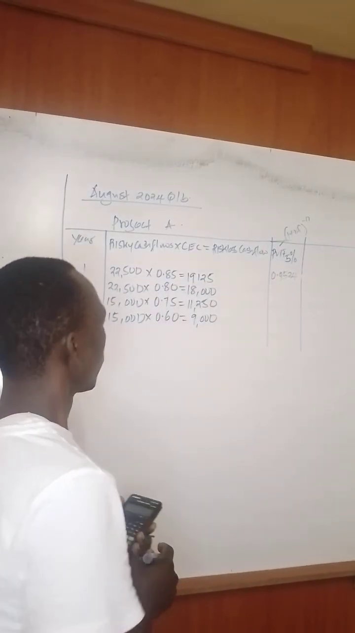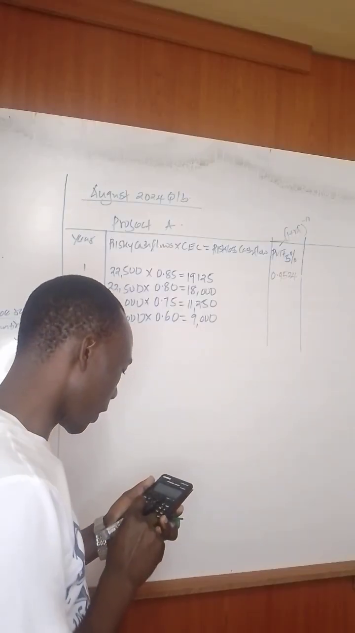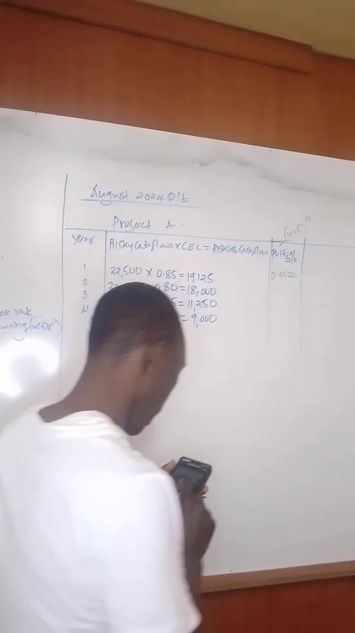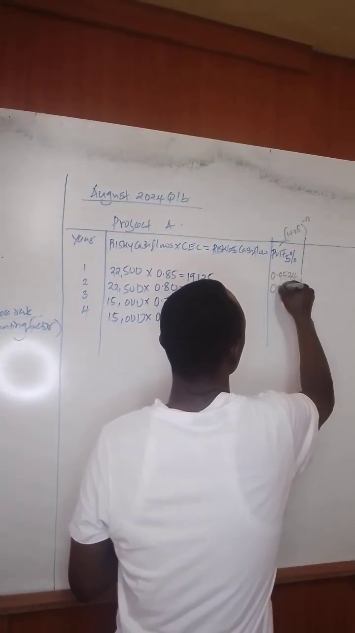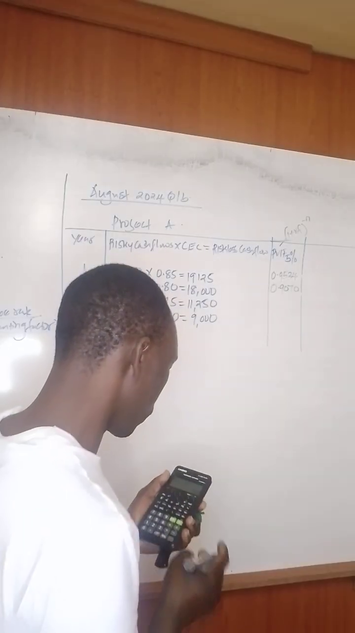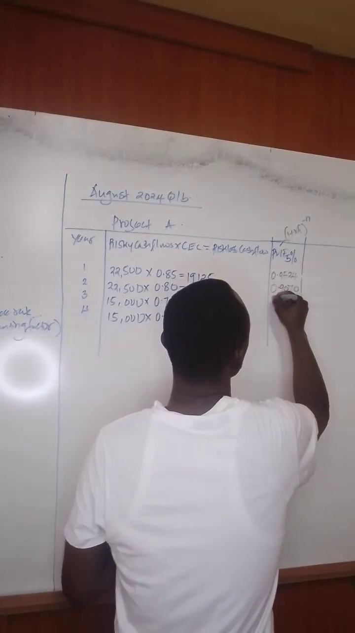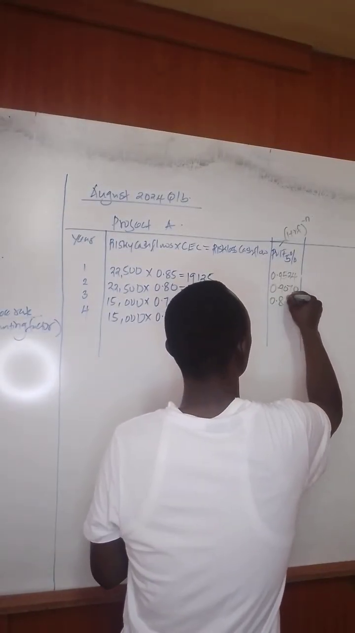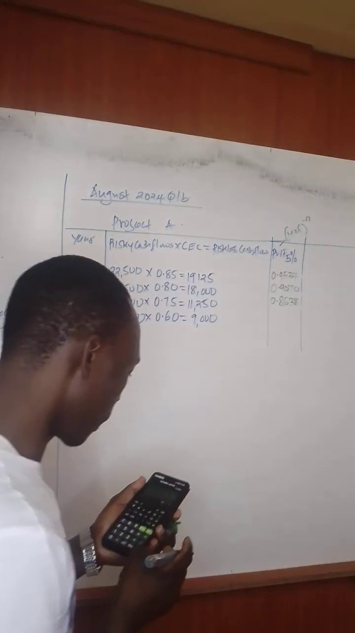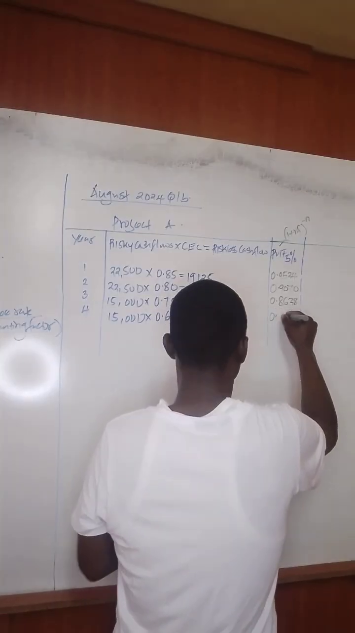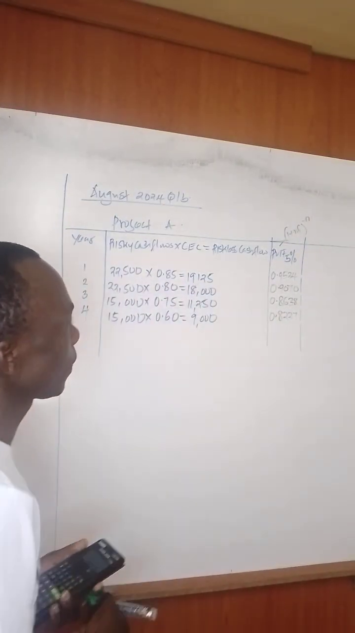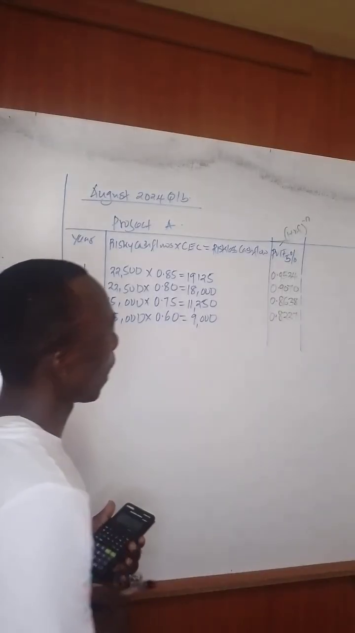0.9524. Then the second one, year 2, you just take the answer that you have, you divide by 1.05, and the second will be 0.9070. Then you press equals to arrive at the third one, which is 0.8638. And finally, you press equals, which is 0.8227. Once you have that, now we can get the present value.